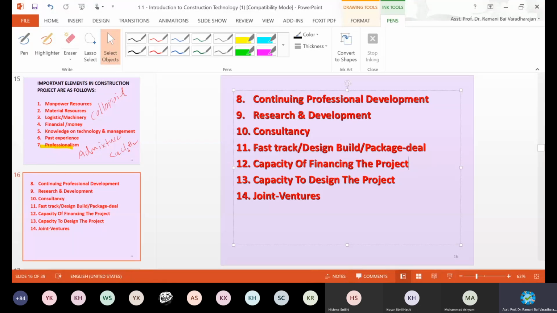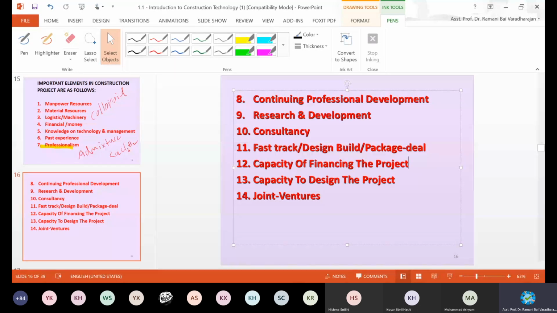And then fast track and design building package, or deal. It depends on the project. It is not always fast track. There may be a time duration given. Sometimes there may be very limited time given for the project. Based on that, it is one of the elements that you need to consider while preparing a project proposal.